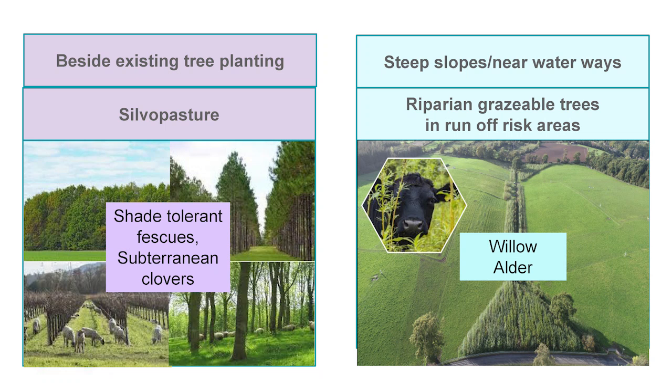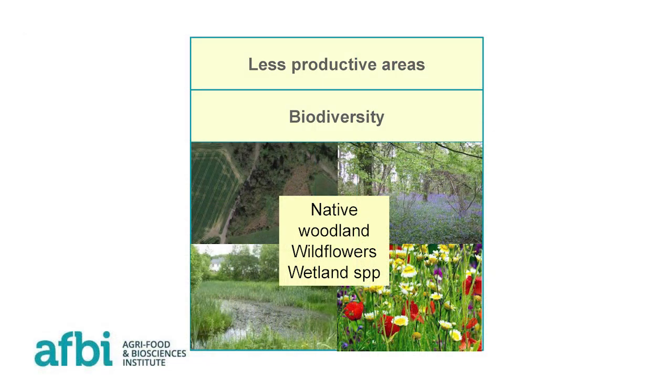Steep slopes near the waterways. This is a photograph here of two hills, two drumlins right on the Hillsborough estate. There's an open drain running right down the middle. So it's a natural floodline, and then that feeds into the Hillsborough Lake. So there is a good example of strategic use of trees. The willow and the alder can be planted there to filter the nutrients before they get to the waterway. And those less productive areas, we all have them, little dots around the farm. Maybe those are the natural places to encourage biodiversity, native woodland, wildflowers, wetland species.